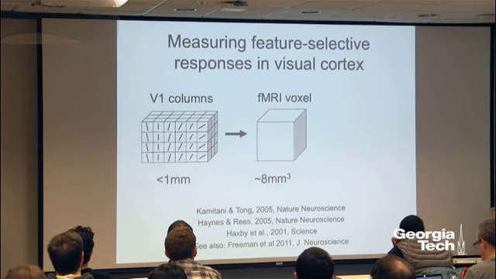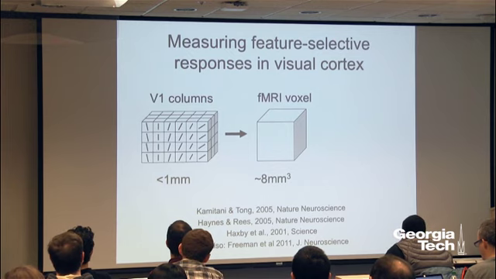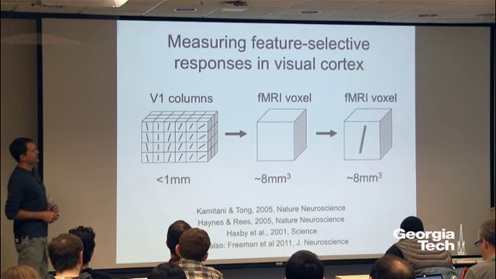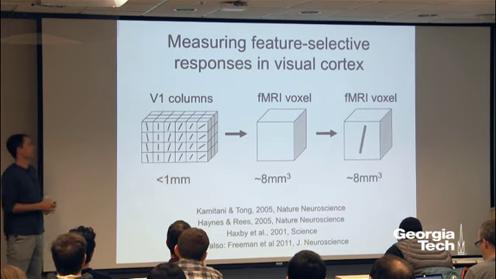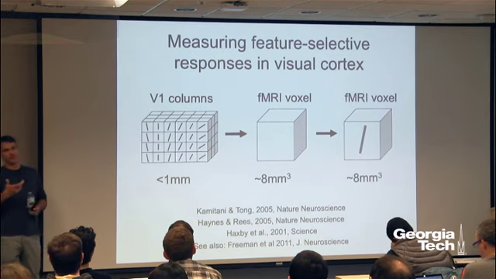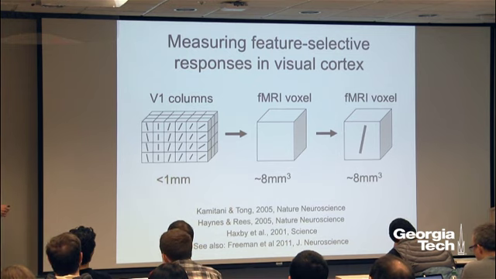With an fMRI voxel, a single volumetric pixel, we're sampling somewhere on the order of 8 cubic millimeters, oftentimes more like 27 cubic millimeters. That is a much, much coarser spatial resolution than the underlying functional organization that we want to tap into. But if you make enough measurements and really dig in, these fMRI voxels will often exhibit subtle feature preferences, presumably due to the distribution of underlying feature selectivity at the neuronal level or at the columnar level.